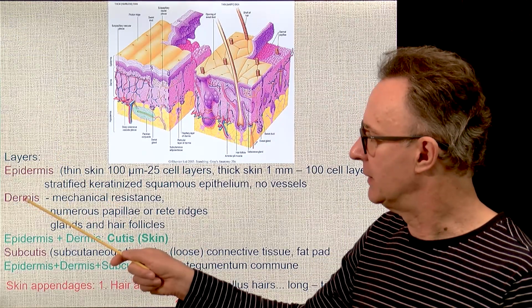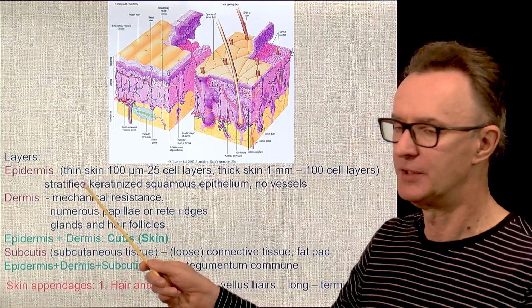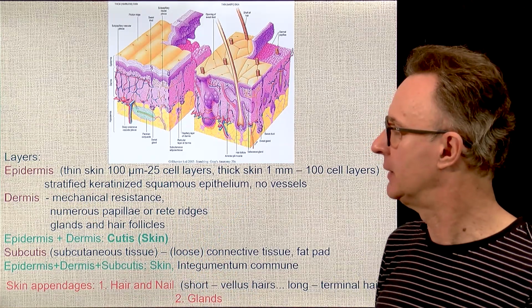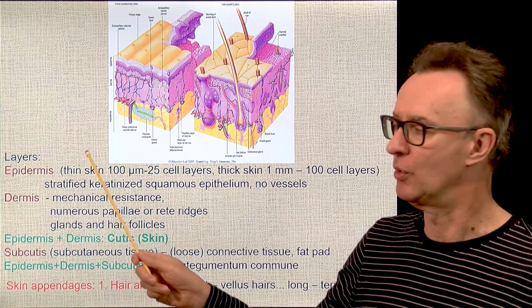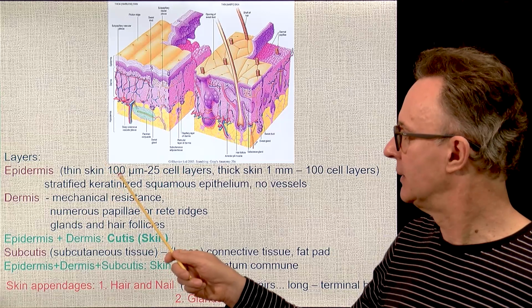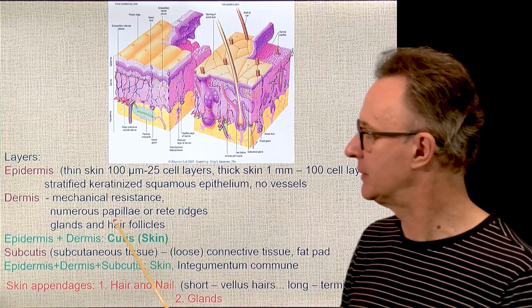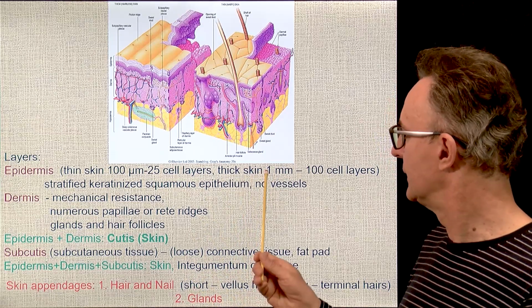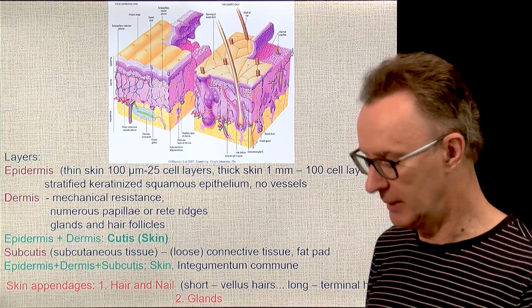The layers of the skin: we studied the epidermis in the first semester, which is the stratified keratinized squamous epithelium with no vessels, as we studied in general in the epithelium. The thickness may vary according to the type of the skin. In the thin skin, not more than 100 micrometers in thickness and 25 cell layers max. And in the thick skin, we have 10 times thicker thickness, so approximately 1 millimeter, and the number of the cell layers is also higher, up to 100.